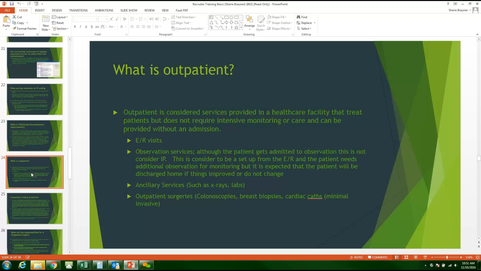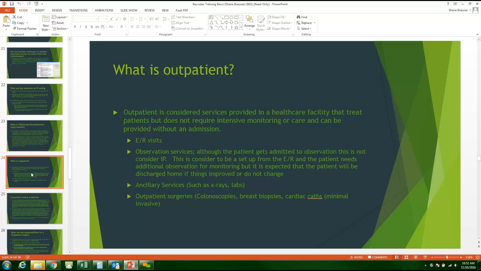This is considered to be a setup from the ER, and the patient needs additional observation for monitoring, but it is not expected that the patient will be discharged home if things improved or if they do not improve. So basically, it's to monitor this patient to see, is the patient well enough to send home? Do we need to admit the patient? So that's kind of like when the doctors aren't certain and they do additional testing and things like that.